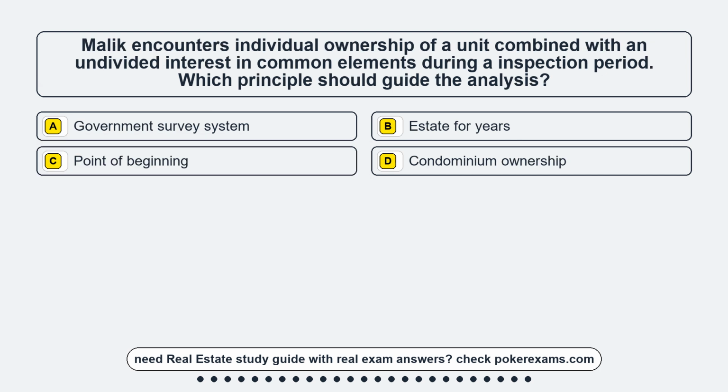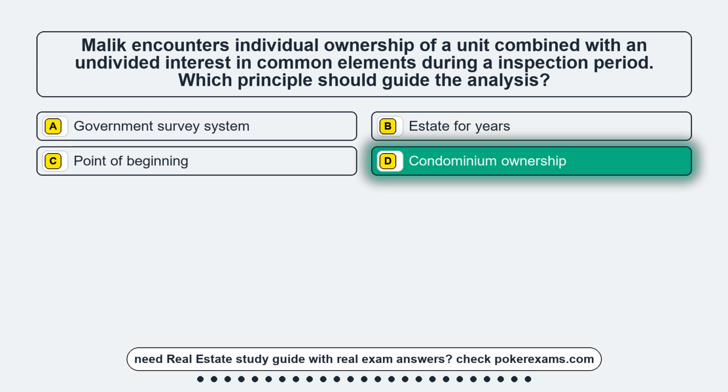Question 21. Malik encounters individual ownership of a unit combined with an undivided interest in common elements during an inspection period. Which principle should guide the analysis? Option A, government survey system. Option B, the estate for years. Option C, point of beginning. Option D, condominium ownership. The correct answer is option D, condominium ownership.